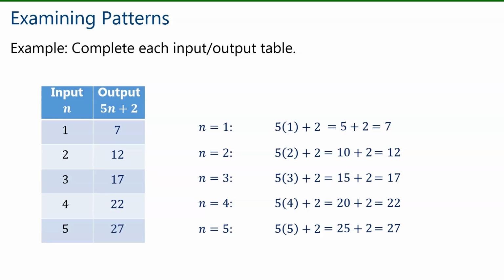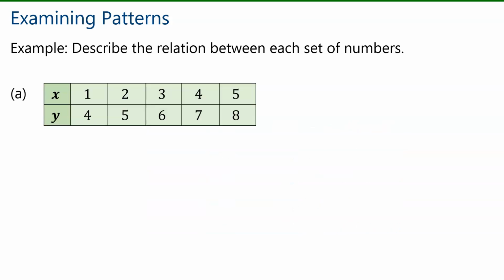So we're going to be looking at some completed input-output tables and then trying to figure out what expression was used to create those values. So let's have a look. Here we have to describe the relation between each set of numbers. So look at 1 and 4, 2 and 5, 3 and 6, 4 and 7, 5 and 8.